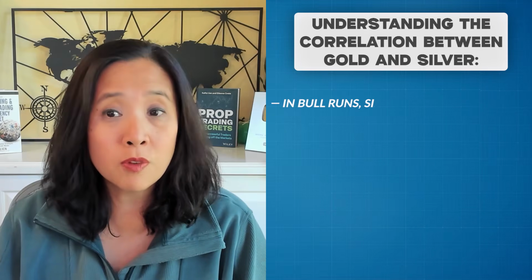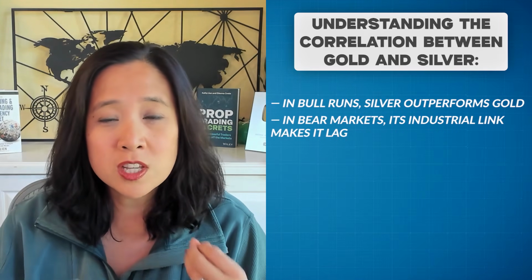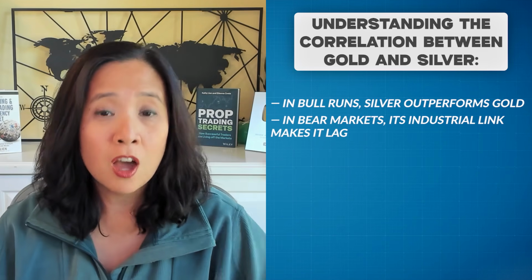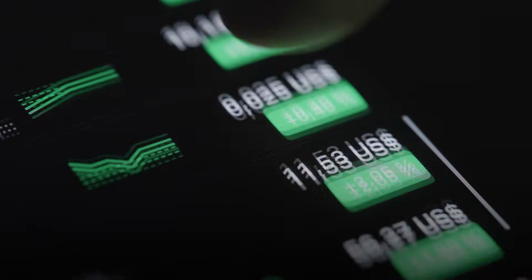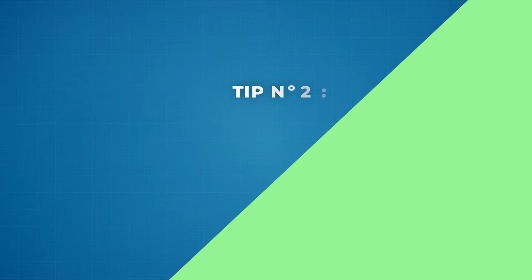However, silver's industrial side cuts both ways. During bull runs, it helps silver outperform gold. But in bear markets and recessions, silver's industrial exposure becomes a liability, causing it to underperform gold. That's why professionals often use gold as a signal and silver as the trade. Gold provides direction, silver provides the acceleration. That's where tip number 2 comes in.